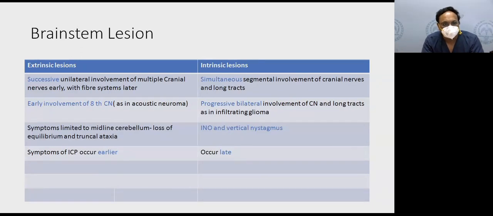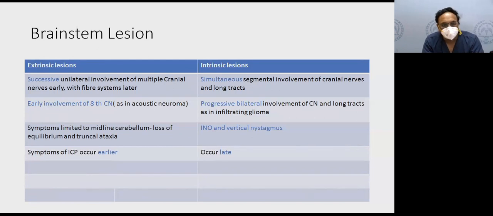Coming to extrinsic lesions, you can see there is successive unilateral involvement of multiple cranial nerves. Here the long tract signs will come later. But in intrinsic lesions, there is simultaneous involvement of cranial nerves and long tracts. The second point is that there is early involvement of the eighth nerve, as in acoustic neuroma, in extrinsic lesions. Whereas in intrinsic lesions, you have progressive and bilateral involvement of cranial nerves and long tracts, for example infiltrative glioma. And in extrinsic lesions, you have symptoms linked to the midline cerebellum, like equilibrium problems and truncal ataxia.